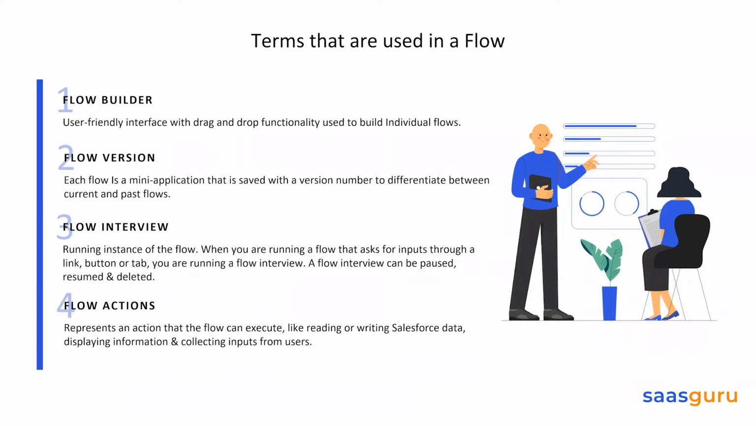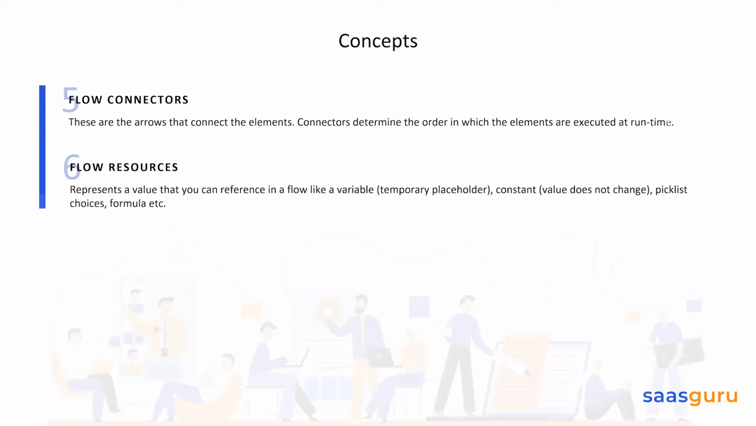Then we have flow actions. An action that the flow can execute, such as reading or writing Salesforce data, displaying information, and collecting inputs from users. You also have the flow connectors, which connect the different elements within your flow. With a new feature that came out quite recently within flows, you now have the auto layout. So you have two different types of flow layouts you can have. One where you decide where all of the elements sit on your flow builder, or it's automatically laid out.